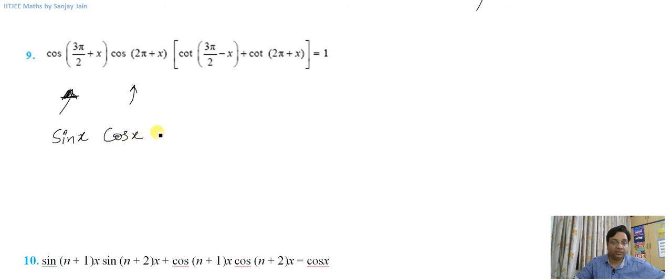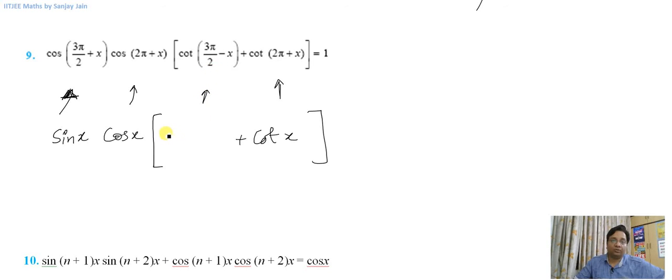So I'll write it as cos x, and inside this bracket this term is going to be cot x, because this is cot 2 pi plus x. So we are coming back to the same angle, right? Here it is 3 pi by 2 minus x.